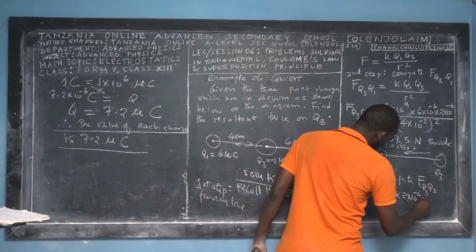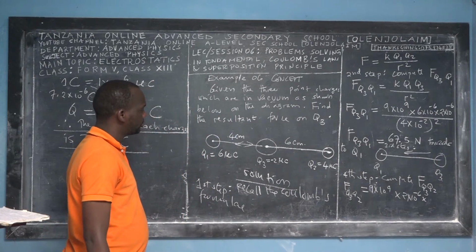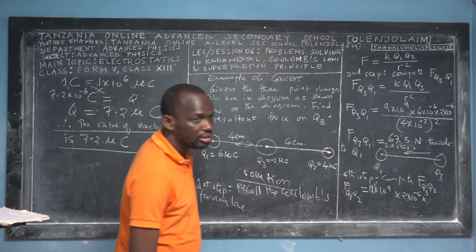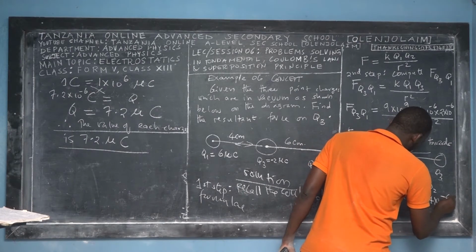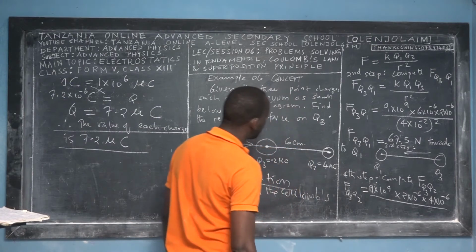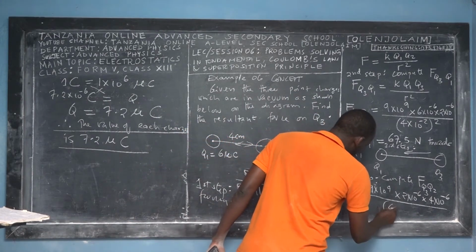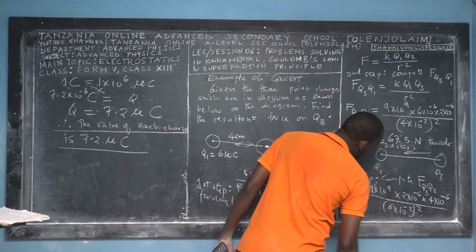2 and negative 6, Q4, and then say what? Q2. Q2 is what? 4 times 10 to the negative 6. Divided by what? Divided by the distance between them, which is what? 6 minus negative 2, squared.